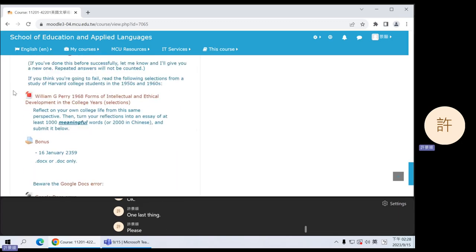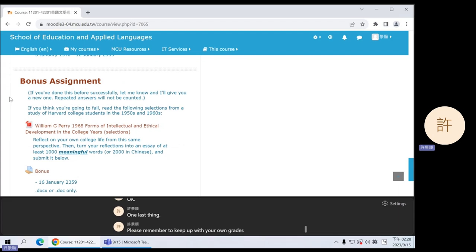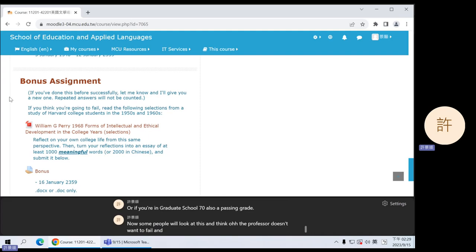Please remember to keep up with your own grades. 随时注意自己拿到几分，还需要几分. If near the end of the semester, you realize you're probably not going to pass, you can consider doing this bonus assignment. If you do this successfully, your lowest grade will be 60, a passing grade. Or if you're in graduate school, 70, also a passing grade. Now, some people will look at this and think, oh, the professor doesn't want to fail anybody. He just needs some reason to get me to pass.